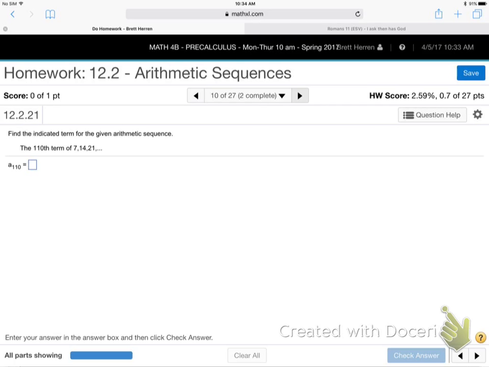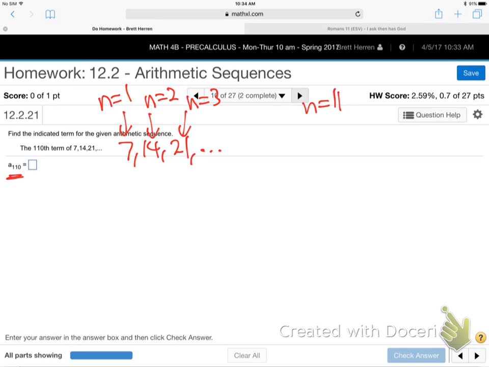All right. So we've got 7, 14, 21, and so on. And they want me to find the 110th term. What do you think? This is the first term, n equals 1. N equals 2. Third term, n equals 3. How can you go all the way down and find the 110th term?